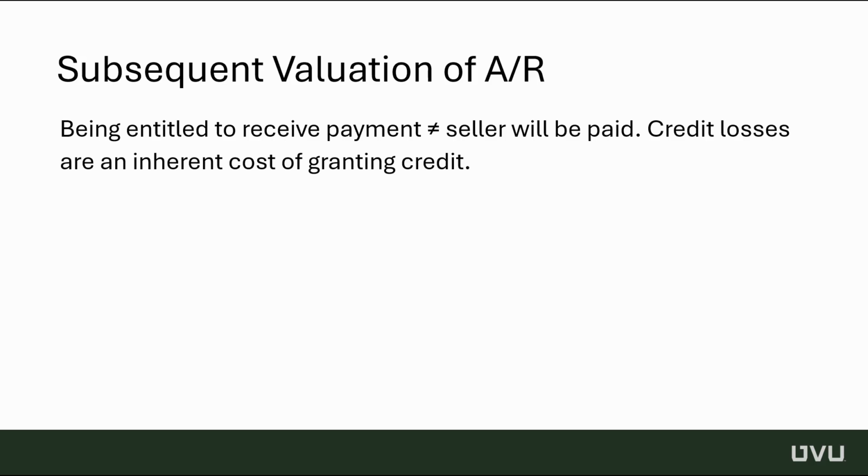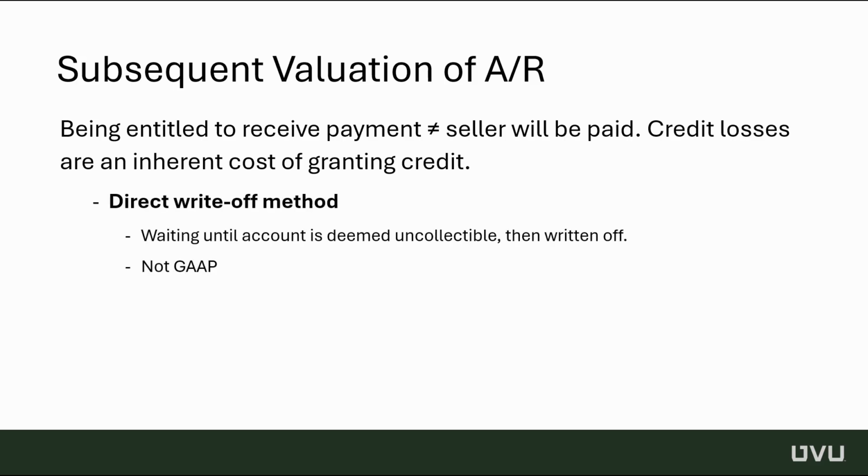Now let's transition to the subsequent valuation of accounts receivable. And a lot of this should be review from what's been covered in previous classes and even earlier this semester. We start with the reminder that just because you're entitled to receive payment doesn't mean that you will be. Credit losses are an inherent cost of selling on account. Customers can experience their own cash flow problems, they can be insolvent, they can even dispute charges. And accountants have two methods for dealing with this.